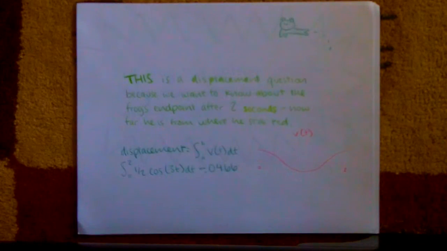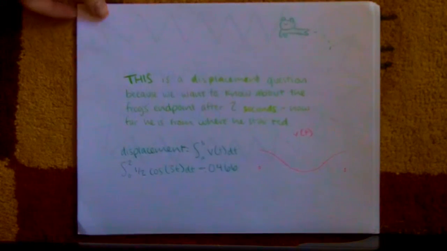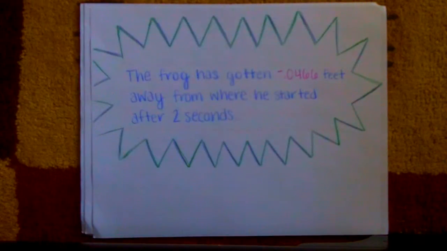Displacement equals the integral of velocity. The bounds are from 0 to 2 because we want to know the net change of the frog's position after 2 seconds. So, we use the integral of 1/2 cos(3t) from 0 to 2, which equals negative 0.0466. The frog has gotten negative 0.0466 feet away from where he or she started after 2 seconds. Notice how the displacement value is negative. This means that the frog has traveled more in the negative direction than the positive direction.